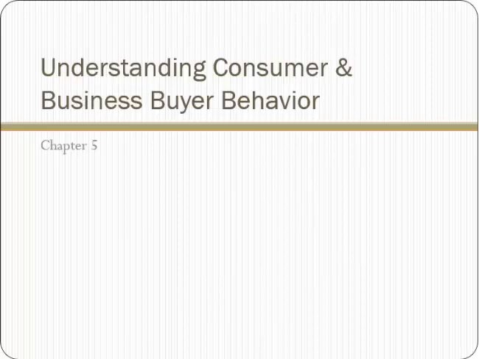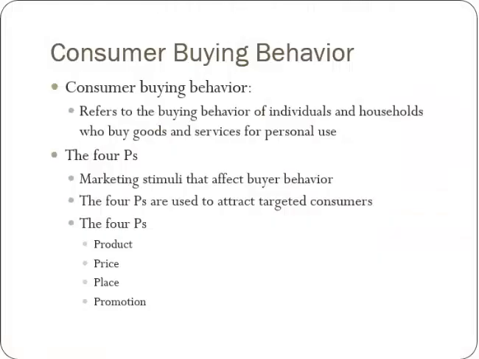Chapter 5 is about understanding consumer and business buyer behavior. Obviously, in order to market, you need to understand what your consumers are going to want. Consumer behavior refers to the behavior of the individuals who make the purchases. Marketing is primarily to the people who are going to buy from you, of course. And the 4 P's are the 4 concerns that affect the consumer as a general principle.